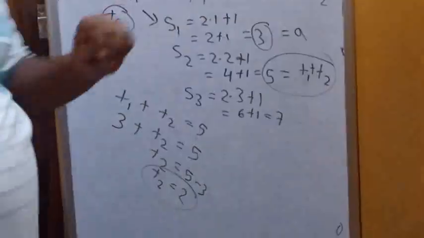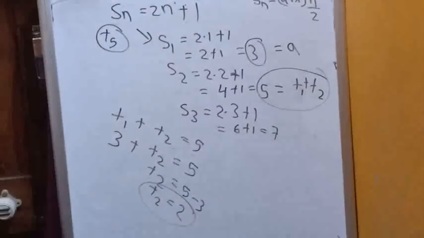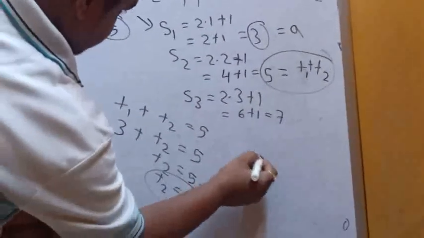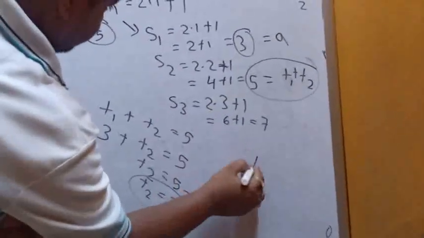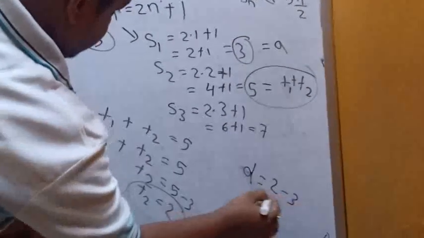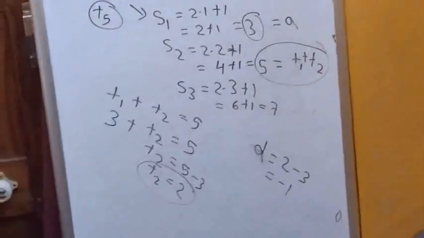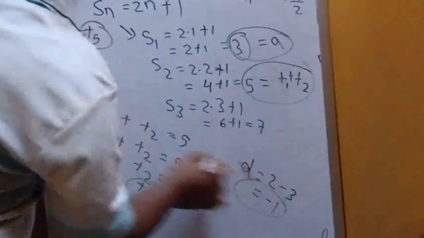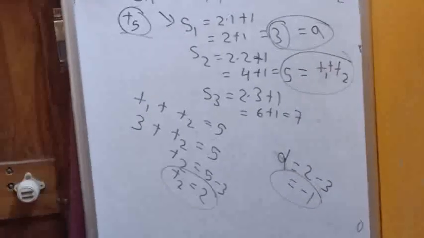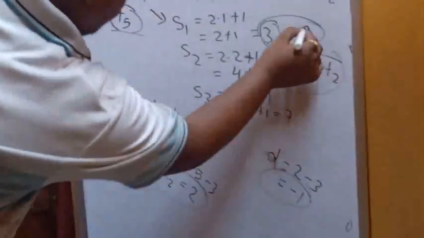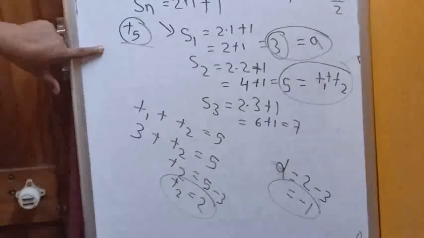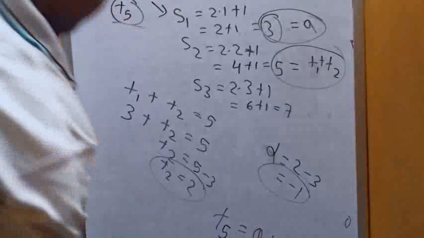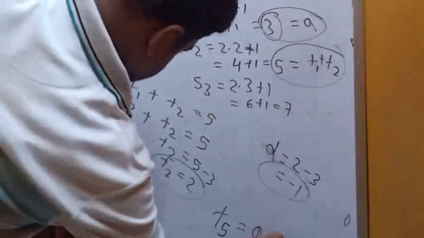First term equals 3. So what is the difference? Difference D equals 2 minus 3 equals how much? Minus 1. Okay. So you have A equal to 3, D equal to minus 1. Then you can find out the 5th term. Yes or no? So A equals 3, D equals minus 1. Then the 5th term you can find out easily.